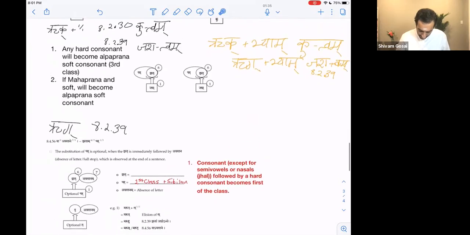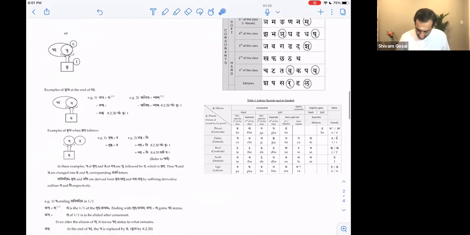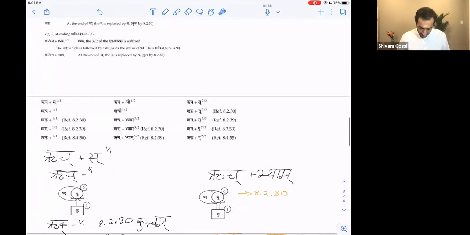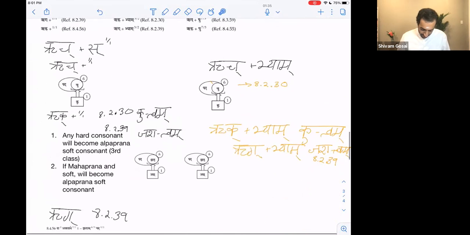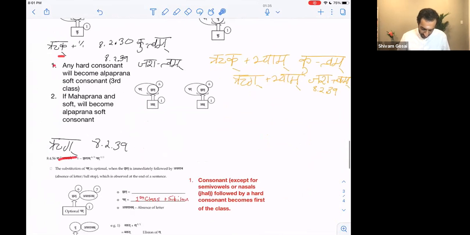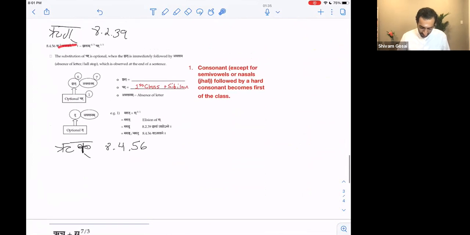Char is this first class, right? So whatever the jal is, it will become basically one of these first class, or it can become a sibilant, right? But we had vag, now it's going to go back to the first class, it's going to be vak. Okay, so what we did is, rich became rik, rik became rig, rig goes back and becomes rik.